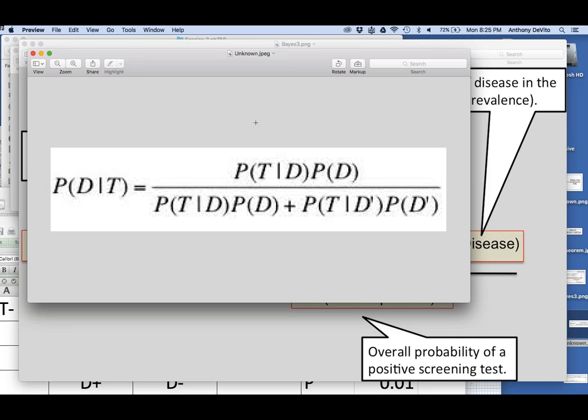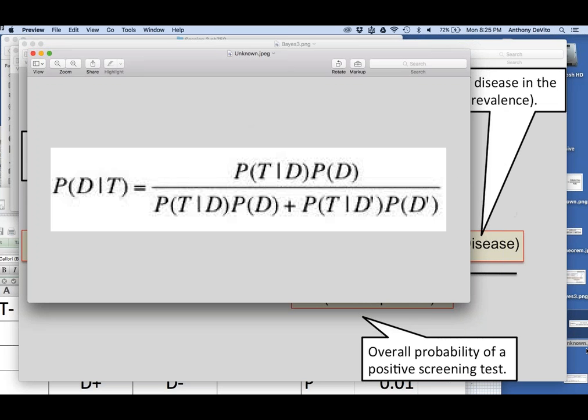Okay, the probability you have the disease, given that you test positive, is equal to the probability that you test positive given you have the disease, right? Sensitivity, times the probability that you have the disease, over the two ways that you can test positive. The probability that you test positive given you have the disease, times the prevalence, the probability of having the disease, plus the probability of testing positive given that you don't have the disease. That's our false positives. In other words, the 1 minus the prevalence, right?